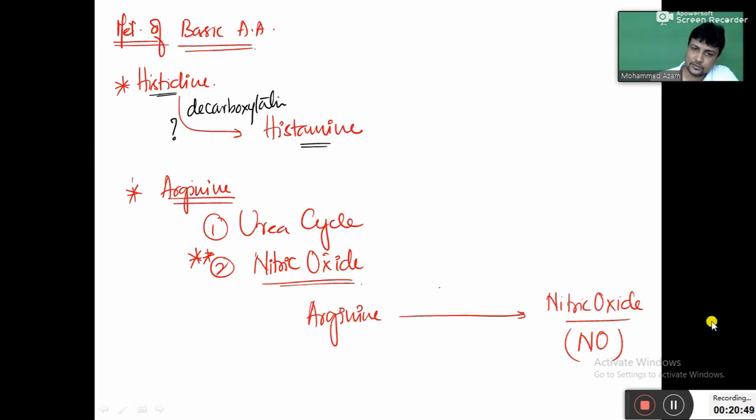And remember, it is formed in the presence of which enzyme? The name of the enzyme, your favorite one, NOS. And what is NOS? NOS stands for nitric oxide synthase. So please make a note of that.